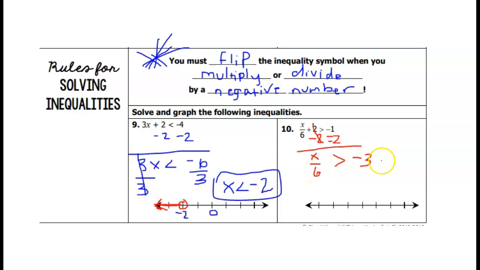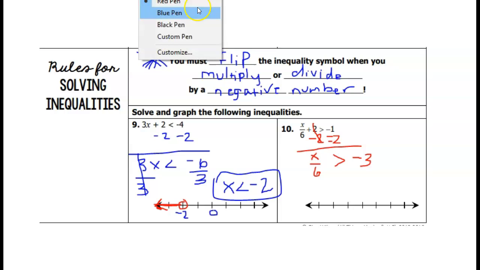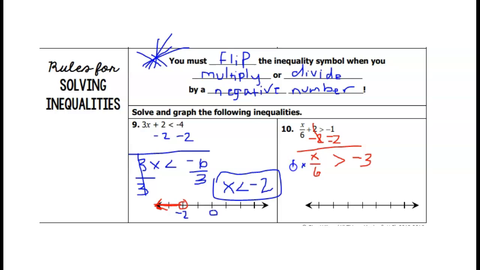Now I'm going to multiply by 6 on both sides. Remember, to get rid of division, we have to multiply. So I got to get rid of that 6 to get x by itself. When I multiply by 6 on both sides, to the left, the 6's go away. To the right, I got -3 times 6, which is -18. So I end up with x is greater than -18.